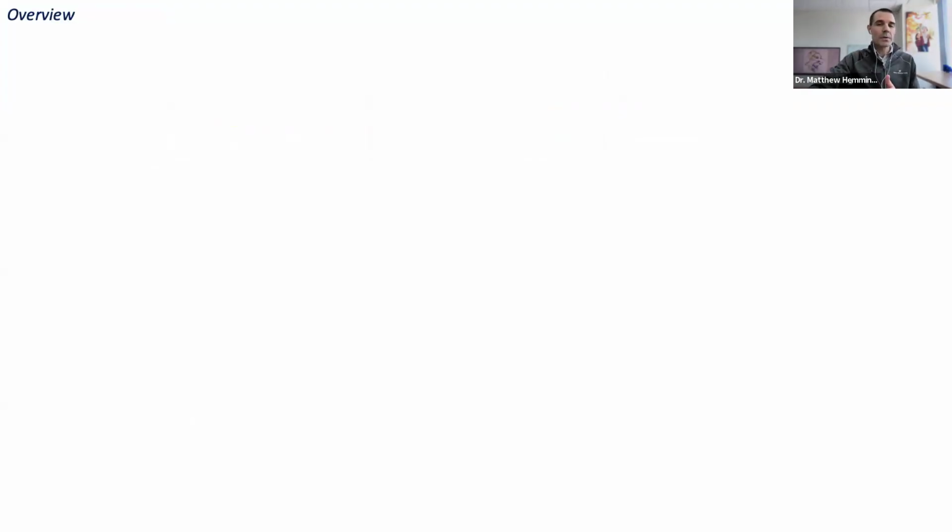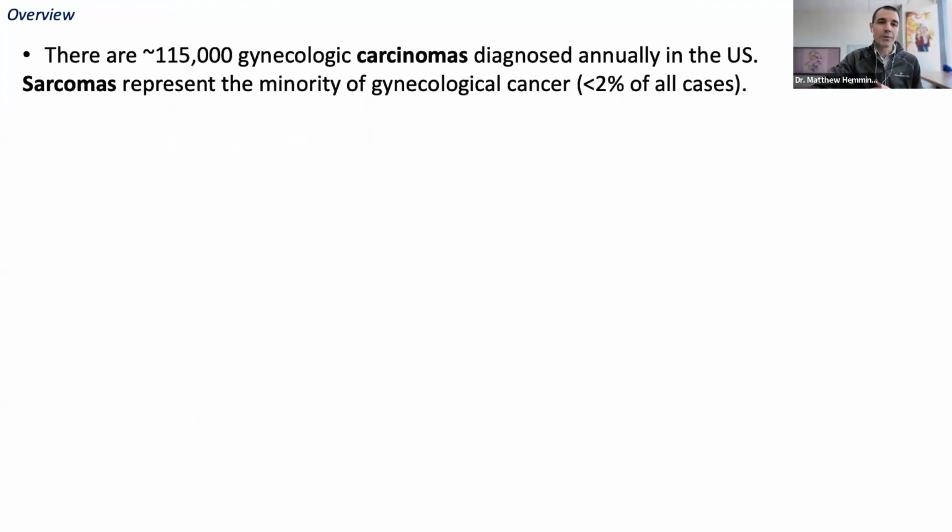So for an overview of gynecologic sarcomas, roughly there's about 115,000 gynecologic carcinomas diagnosed annually in the US, and that is distinct from a gynecologic sarcoma, which is the minority of tumors in the gynecologic tract and about 2% or less of all cases. And this is a helpful distinction of carcinoma versus sarcoma. Carcinomas are the most common forms of cancer. Generally, they arise from cells and tissues that represent the lining of organs.